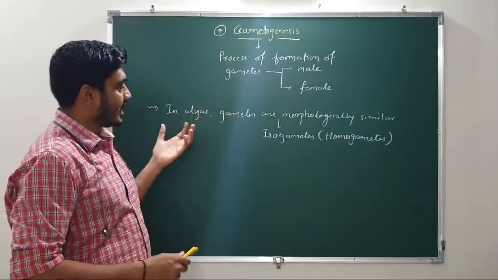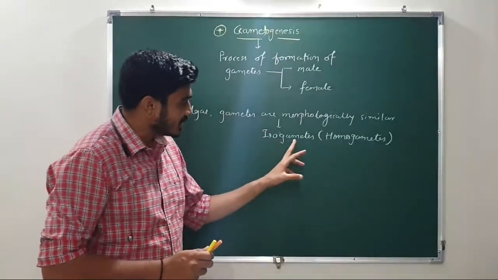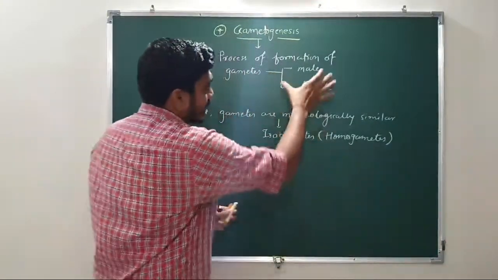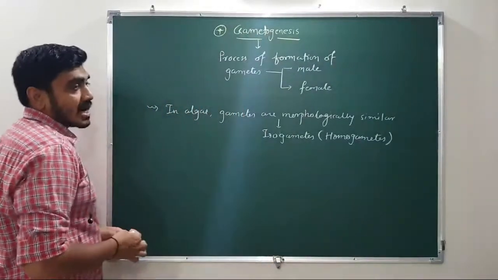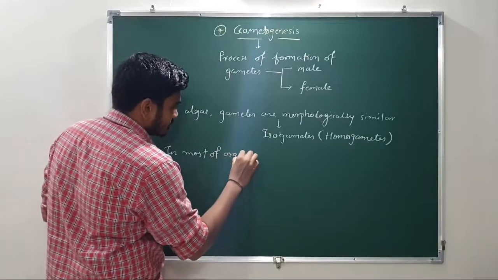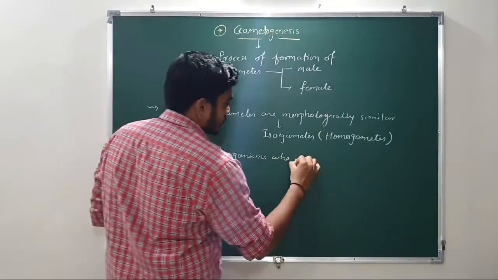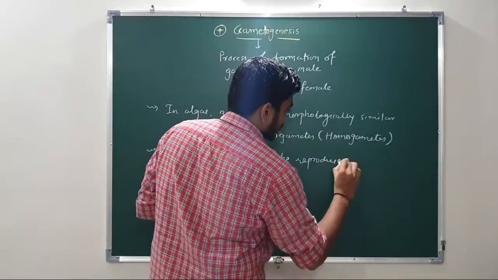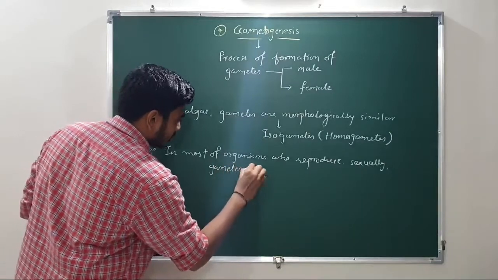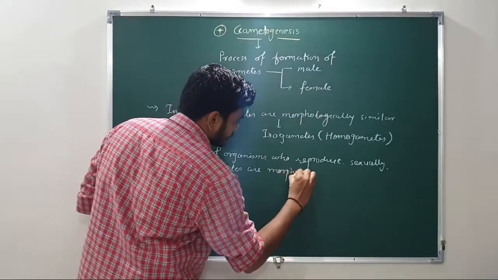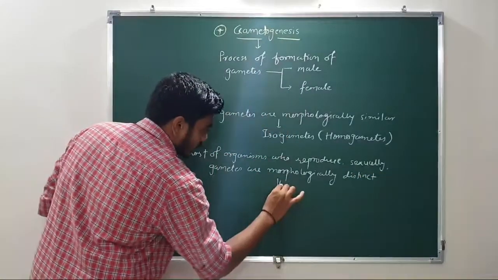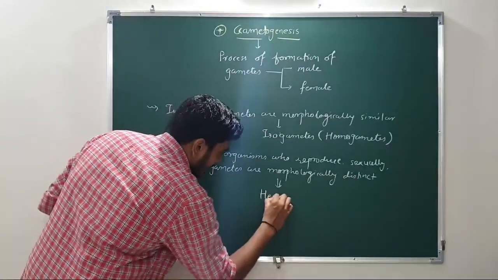Right, so in a few organisms like algae, the gametes are morphologically similar, and therefore those gametes are known as isogametes or homogametes. But when we consider the organisms which reproduce sexually, in most of these organisms the gametes are morphologically distinct, and those gametes which are morphologically distinct are known as heterogametes.